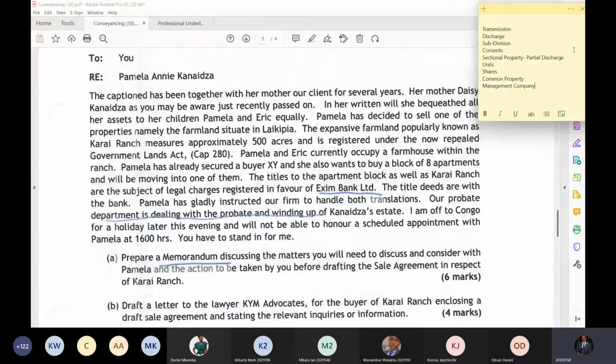So, you know, for each unit nowadays, under the new provisions of the Sectional Properties Act, each unit you get either a certificate of title or a certificate of lease. I think you've sufficiently answered that question now. Is there anything you're thinking we've left out?